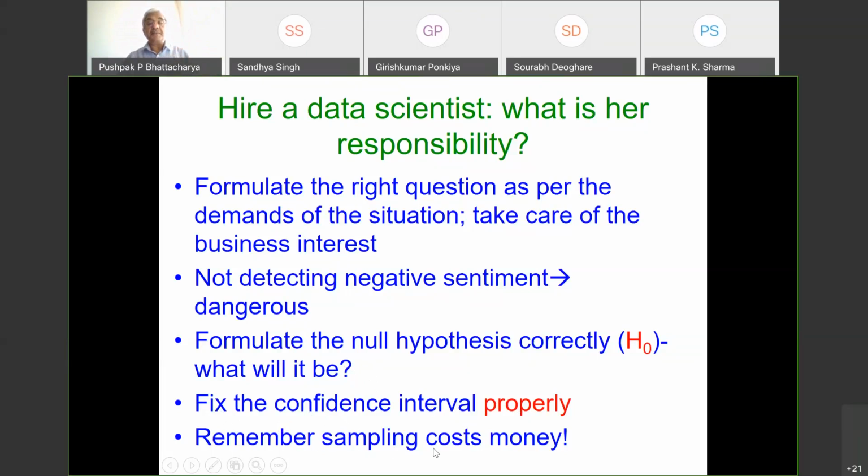And remember that sampling costs money. Collecting a lot of customer opinion and processing it with various tools can be expensive. So this is how an NLP company would interact with a data scientist, and this will be the job of the data scientist, armed with the concepts of probability and statistics.